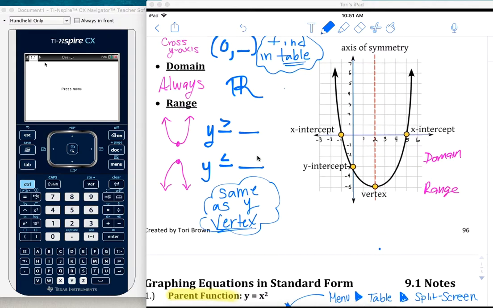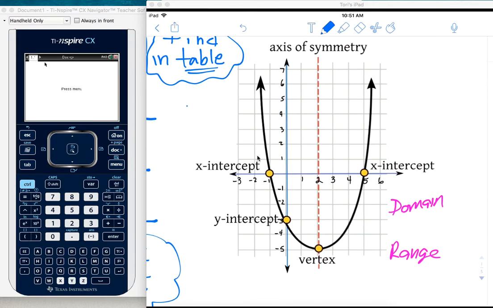Okay? All right, so for this graph, if we labeled out our vertex, it would be the point 2, -5. That's the lowest point on the graph. Axis of symmetry is an x equals equation, and we steal the number right out of the vertex down here. So x equals 2. X-intercepts are where I cross the x-axis, so that's at -1, 0, and 5, 0. Y-intercept is where I cross the y-axis, so 0, -3.